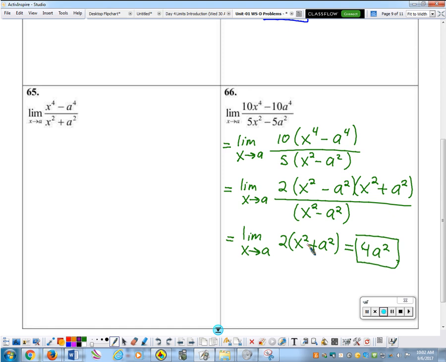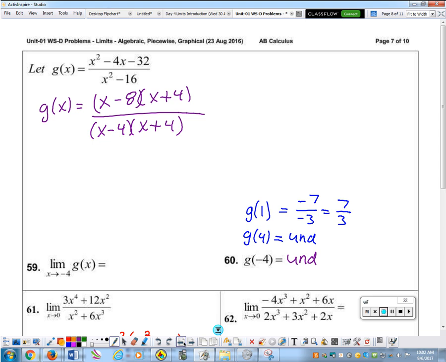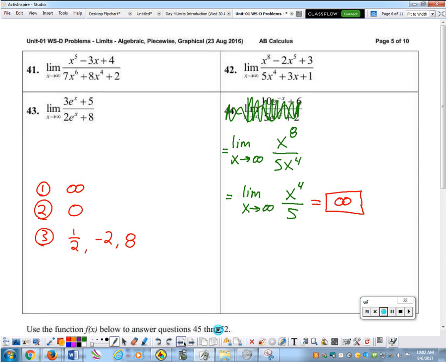41. Okay, 42 and 41 are nearly identical. So we're going to look at 42 instead right now, since I already have it written down.